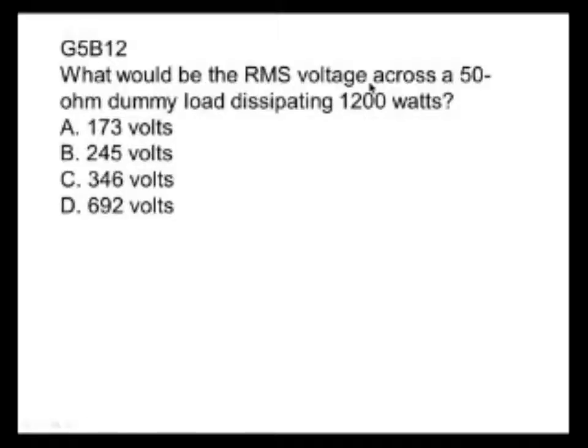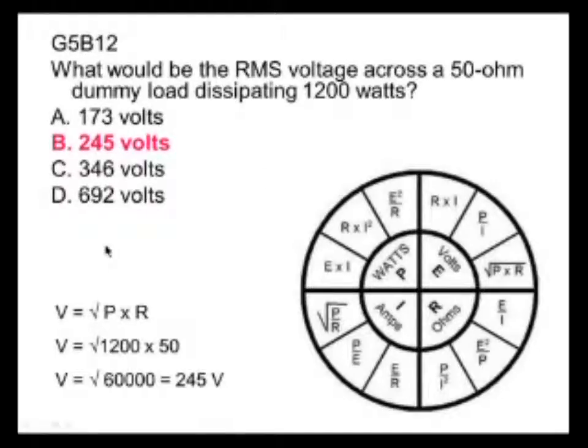Okay, what would be the RMS voltage across a 50 ohm dummy load dissipating 1200 watts? Now, here we're talking about an alternating current. We want to know the RMS voltage, and we have a dummy load, which is the same as a resistor. A dummy load is a resistor, and it's dissipating 1200 watts. Using a formula from here, the voltage, which is what we're looking for, is the square root of the power times the resistance.